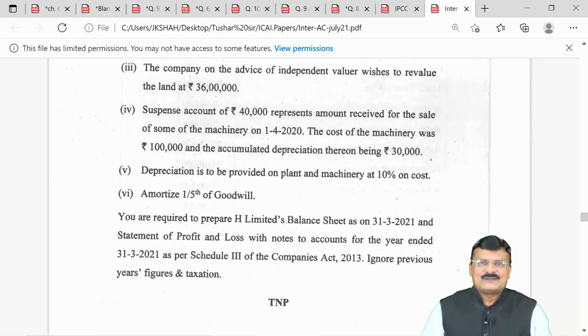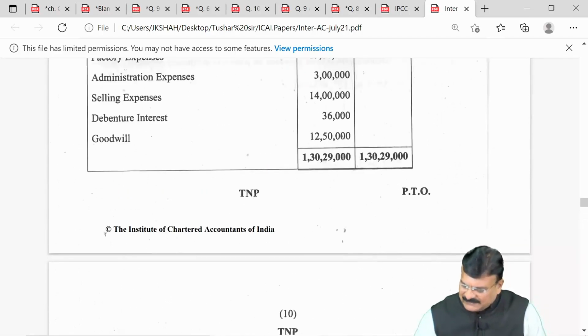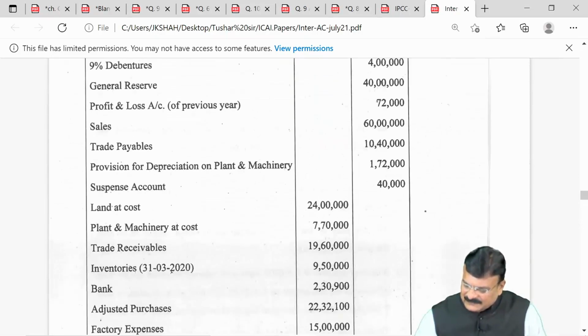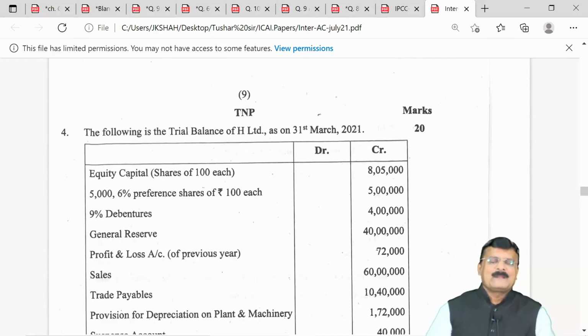As I told you, friends, answers are available on the ICAI website, suggested answers. You can match your answers with them. This can serve as an additional practice, like a test for you, and you can analyze where you stand and how much you can do. Students, take one more care. This question is carrying 20 marks, a full length question.